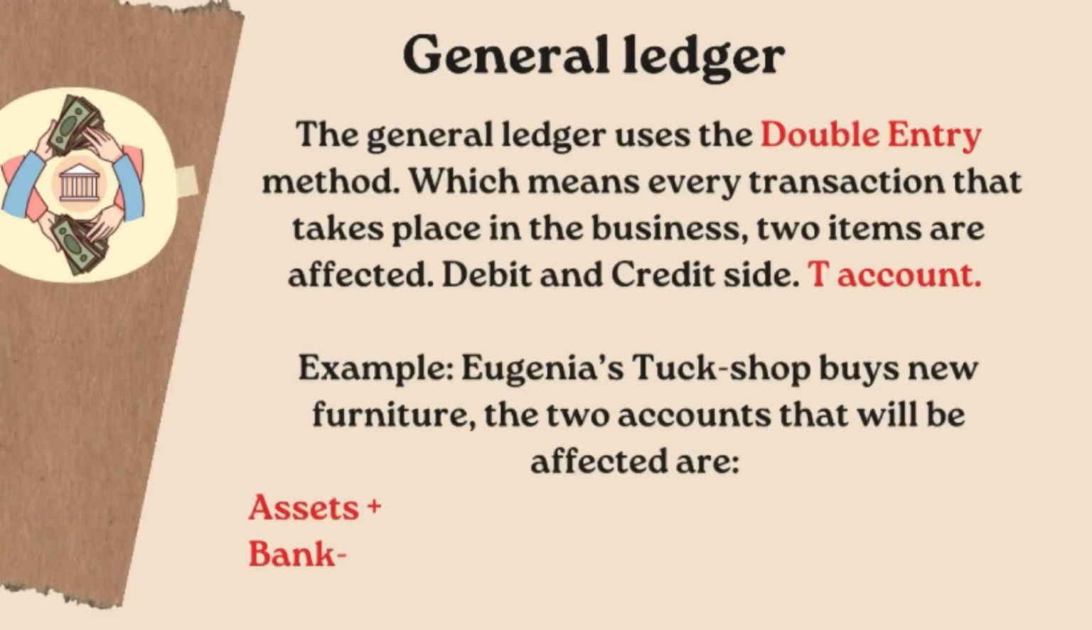The general ledger uses the double entry method, which means every transaction that takes place within the business, two items are affected, the debit and the credit side. It's called the T account. Example, Eugenia's tuck shop buys furniture. The two accounts that will be affected are assets and bank. The number of assets will be increasing and bank will be decreasing because we are taking money out of the business to buy the furniture.